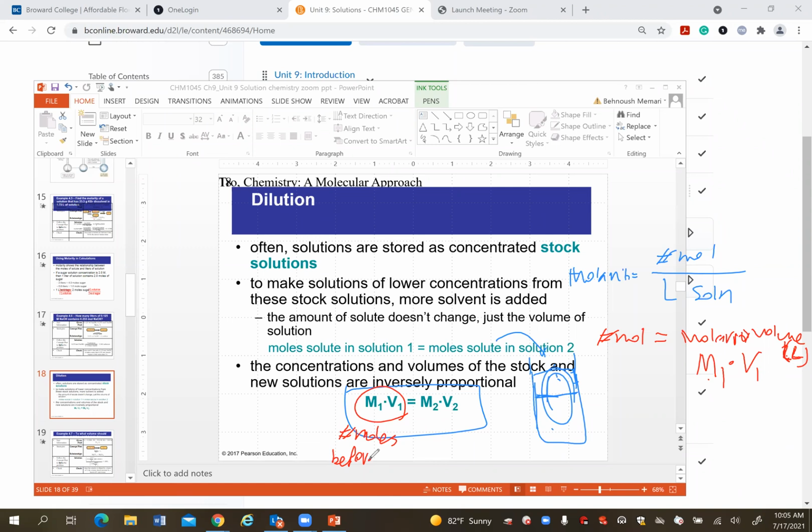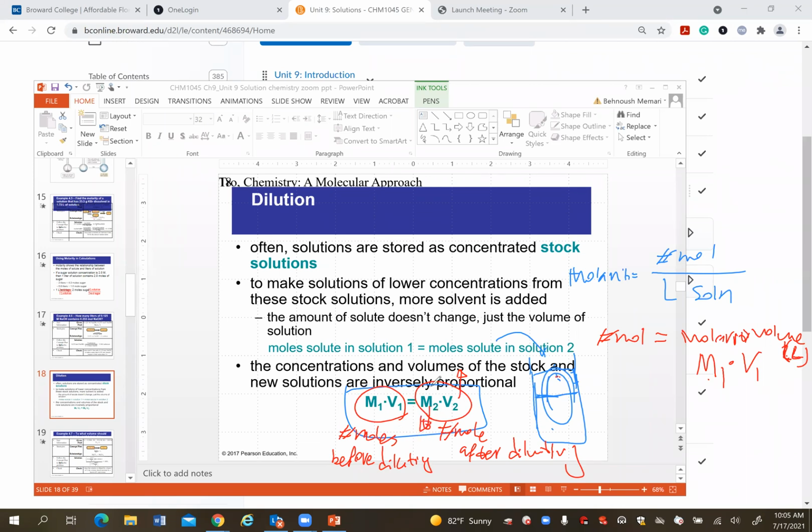Before diluting. And M2V2 is going to be the number of moles after diluting, or after mixing with water. If you add volume, molarity would go down, because when you add water to the iced tea, the taste changes. The taste was less sweet. So molarity would go down.